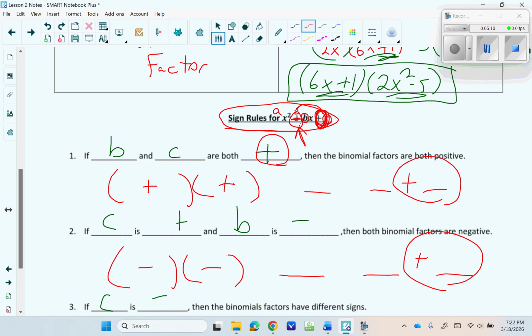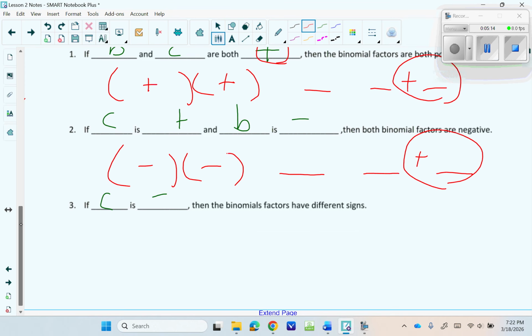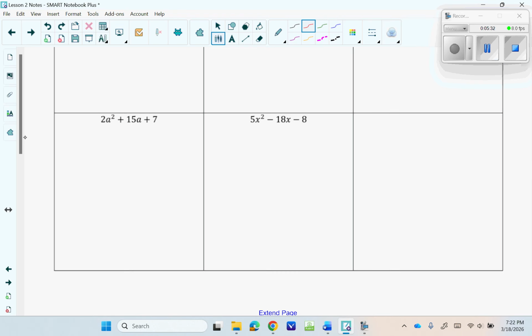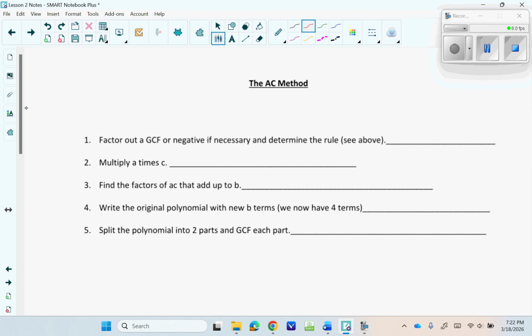Your only other alternative is when that last term is negative. So down here, if I had a minus right here, I automatically know that I'm going to have different signs. So again, it's just kind of helpful as you're going through. You can kind of check yourself. It's not something that you have to know by any means. Okay, let's get into the main part of what we're talking about today.